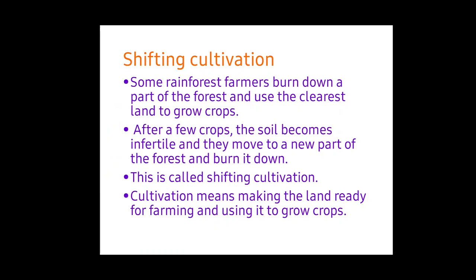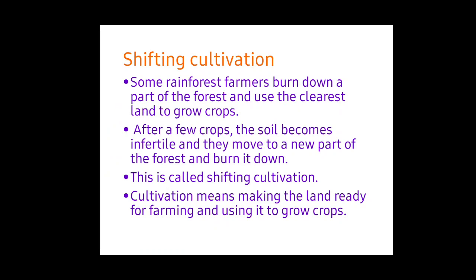As I said earlier, they do cultivation, they grow a few crops. To cultivate, they need clear land. So some rainforest farmers burn down a part of the forest and use the cleared land to grow crops. After a few crops, the soil becomes infertile and they move to a new part of the forest and burn it down. This is called shifting cultivation.